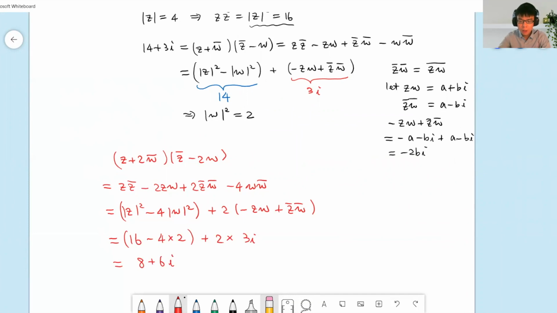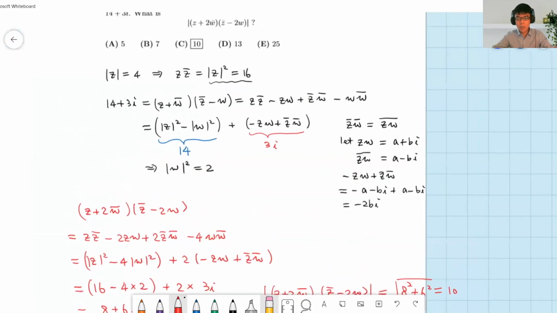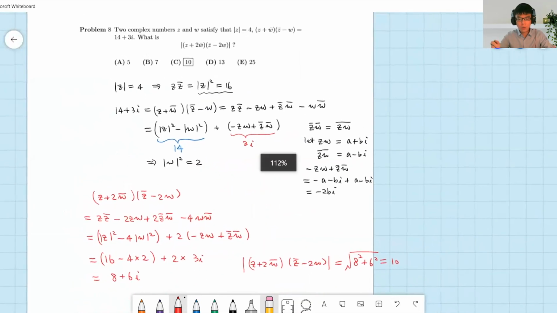And therefore, if we consider the modulus, it's basically 10. This equals the square root of 8 squared plus 6 squared, which equals 10. So that's why our answer to this problem is 10.